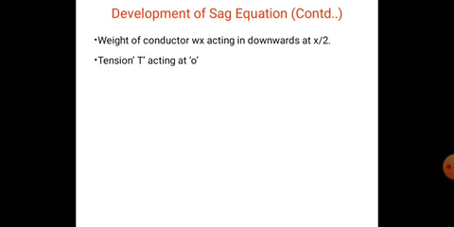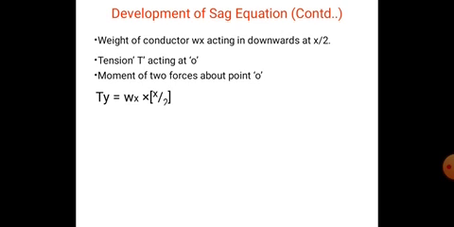The tension T acts at point O. Moment of the two forces about point O. The tension T acting at O, then the weight of the conductor OP acting downwards at x by 2 meters from the point O. So equating the moments of the forces at point P, we get the horizontal force and vertical force. That is, T into y, tension into the vertical distance, is equal to the weight of the conductor Wx into the distance x by 2. Here Ty is the vertical plane force and Wx into x by 2 is the horizontal plane.